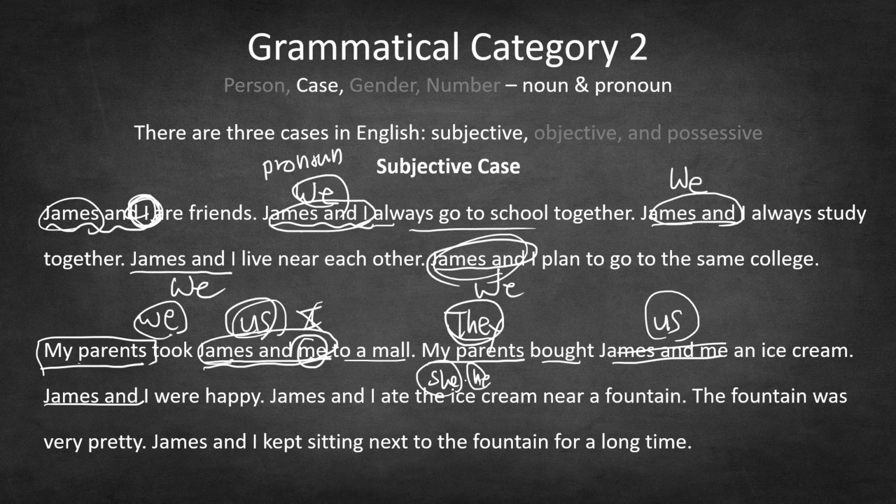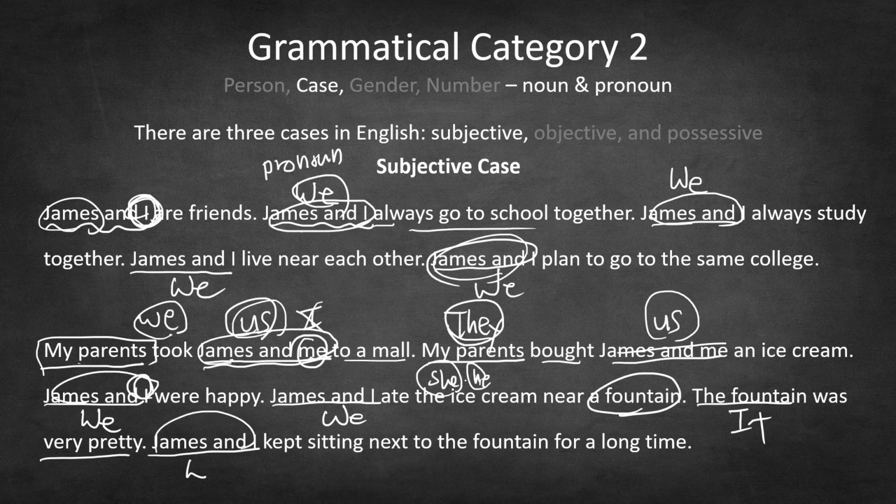James and I were happy. Now, okay, James and I, because of I, we were happy. James and I, we ate the ice cream near a fountain. The fountain, now, a fountain already is here, so you don't have to repeat the fountain. So instead, you put it. It was very pretty. James and I, again, we kept sitting next to the fountain. Again, the fountain here is repeated, so you put it instead.